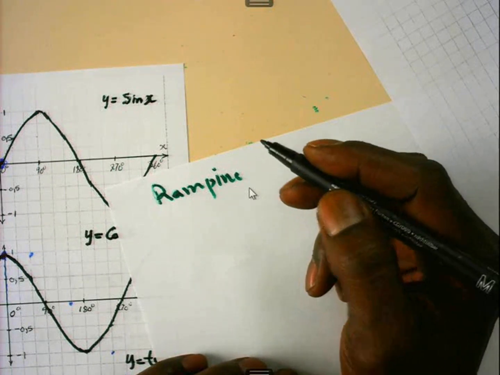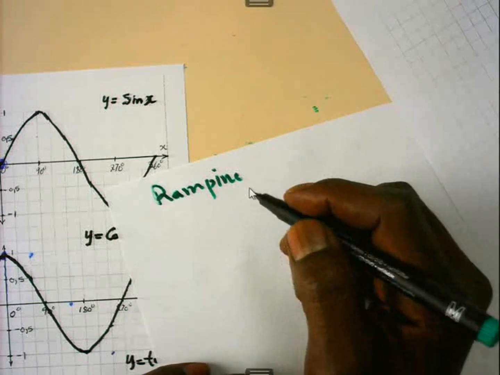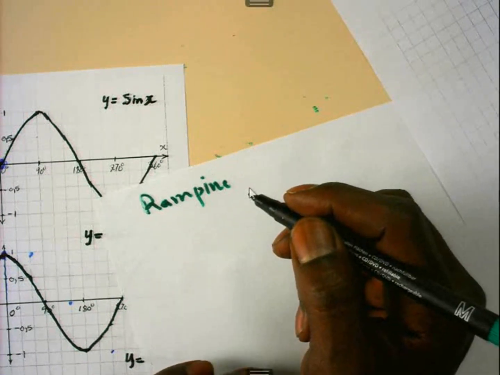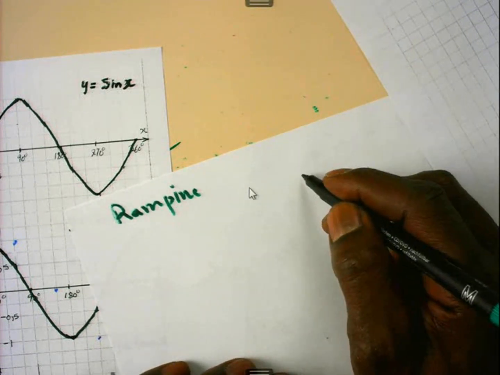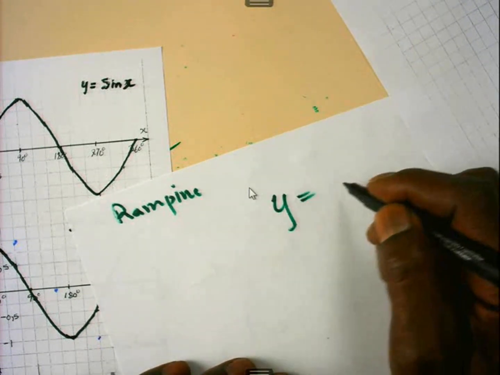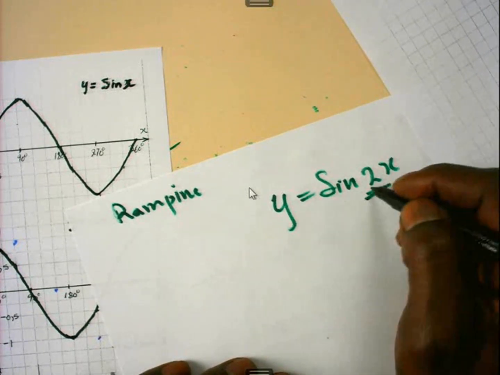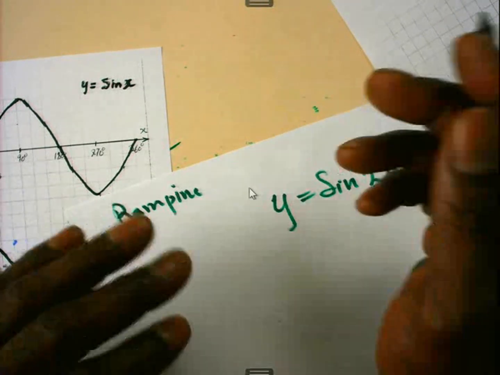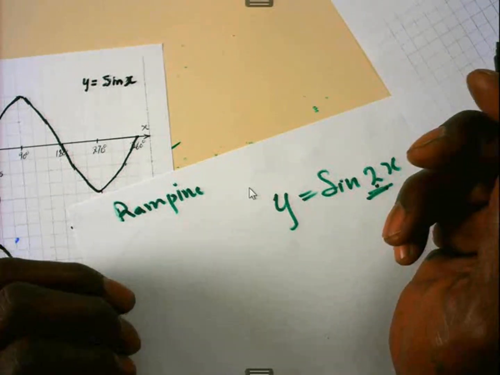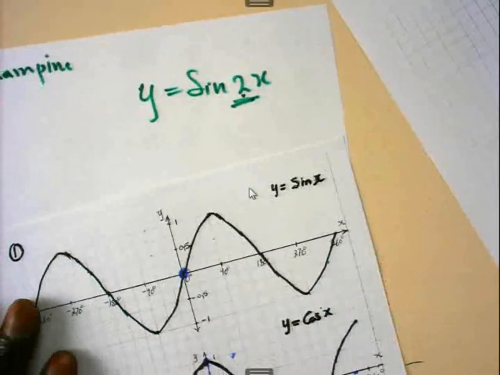There is a question from Rampine, which is very interesting. She is asking about the effect of, say for instance, y equal to sine 2x. The effect of the 2 next to x, will it change the shape of the graph or not? Yes, it will. Look at our graph of sine, for instance.